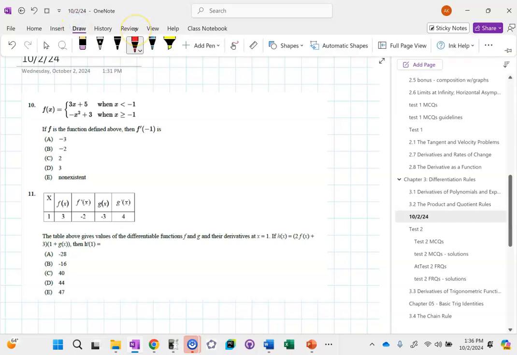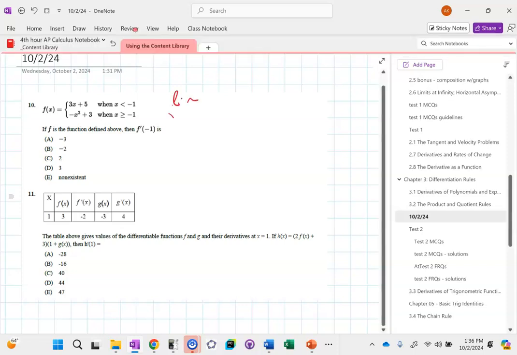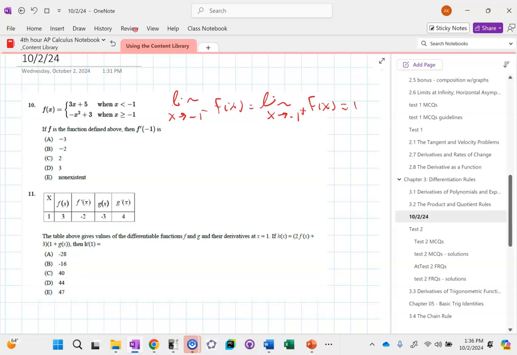So let's check continuity first, because that's easy. How do I check continuity for a function? The left-hand limit equals the right-hand limit equals the value, right? So we want to look at the limit as x approaches -1 from the left. And is that equal to the limit as x approaches -1 from the right? And is that equal to f of -1?